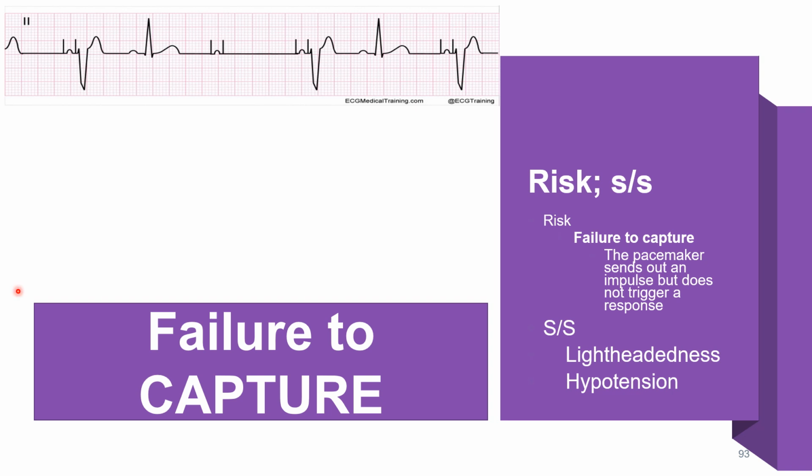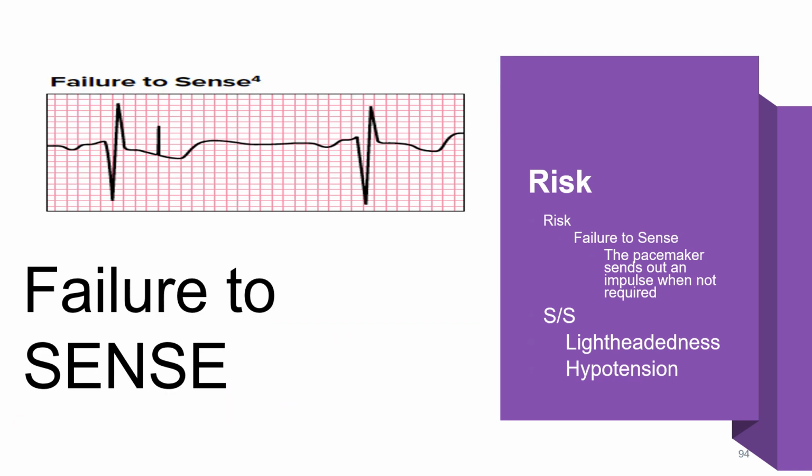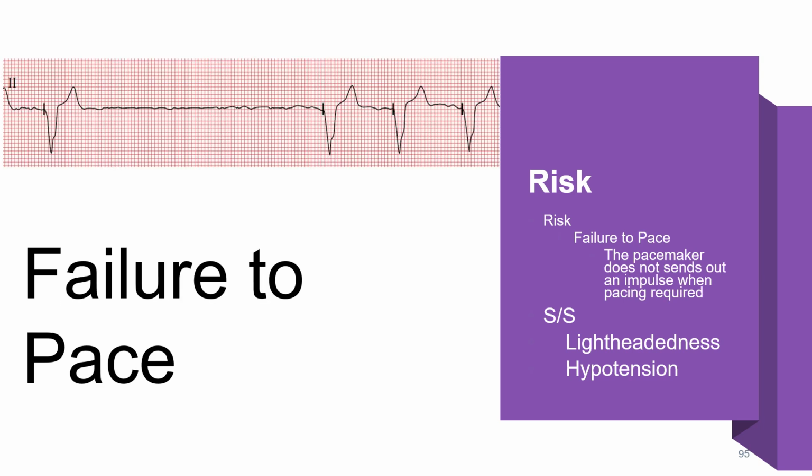Failure to capture. We have here on the AV paced rhythm, you got your pacer spike before your P. However, here no QRS complex occurred. This did fire off on its own, and then here the patient did not need to be paced. Failure to sense. Failure to pace.